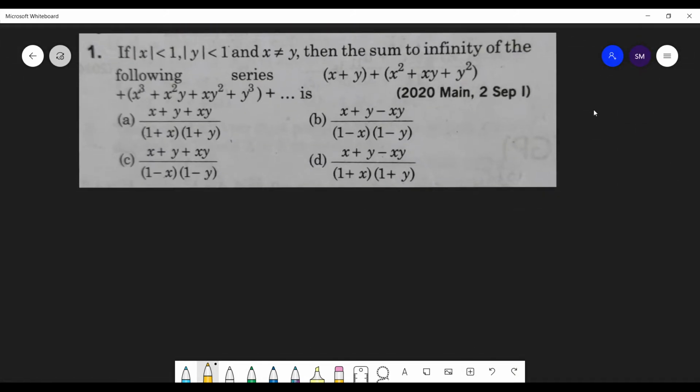So this question, you can see it was in last year, 2 September, around 8 months ago, the JEE main exam, this question was there. This is also a very simple question. I think you have tried it out also.